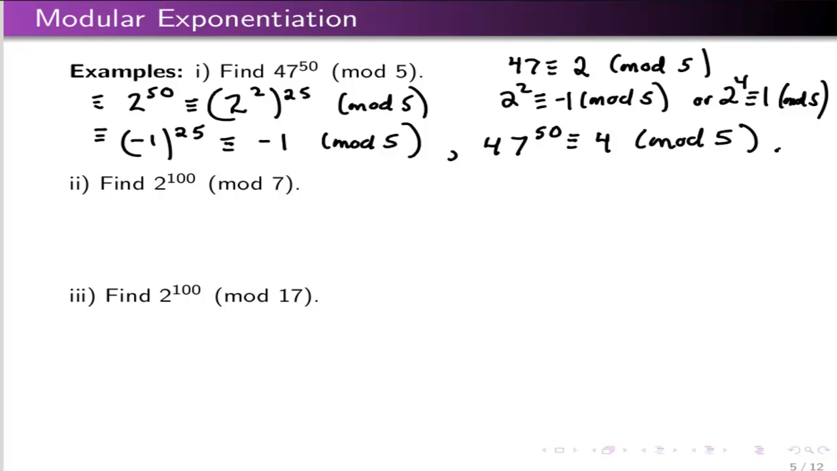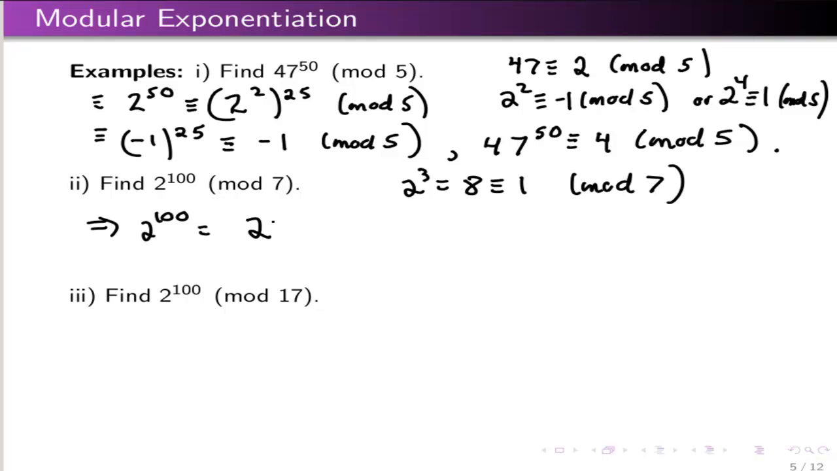2 to the 100th. Well, this time I see very quickly that 2 cubed is 8, which is 1. So 2 to the 100th is 2 cubed to the 33rd power. That gives me 99, and then I'd have one more 2 left over. 2 cubed is 1, so this is just going to be congruent to 2.